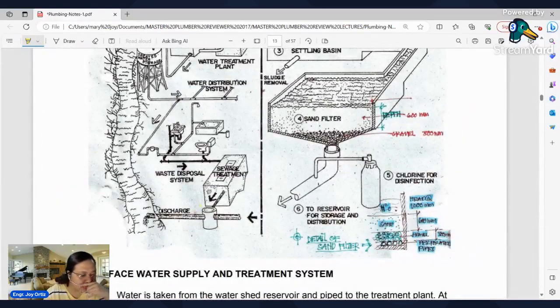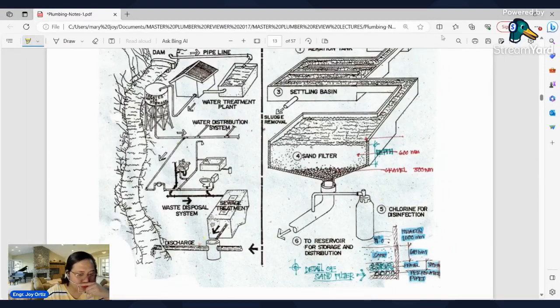Okay? Then, dito sa part na to, dahil natapos na i-treatment siya, using these 5 stages, 5 stages only. Punta na siya sa reserva. After the reserva, going to distribution system na siya. Then, waste disposal. And then, pupunta naman siya sa sewage treatment plant to treat all the feces or the black water, the black, the gray, and the polluted water. And before siya i-discharge.